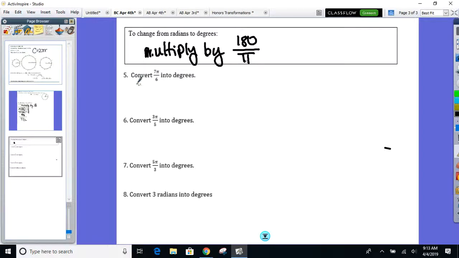So everyone ready? 7 pi over 6, that's in radians. What's its equivalent in degrees? Multiply by 180 over pi. Anybody see right now why I want to multiply by 180 over pi? What's going to cancel? Pi's are gone. Yep. So all I need to do is 7 times 180 and divide that by 6. And how many degrees am I looking at here? 210 degrees.